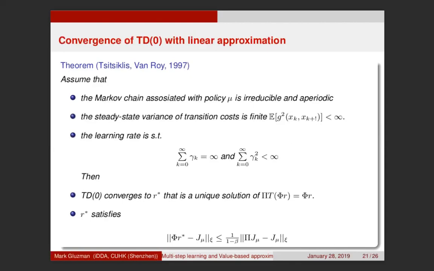So there is a finite number of steps that you need to do to reach some epsilon error of your estimation. Iteration of the TD0. Yes, or the number of updates of the parameters R.